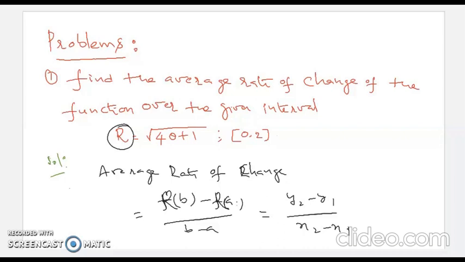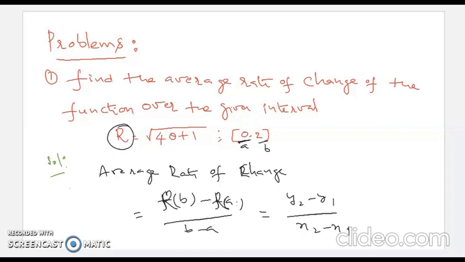So from this problem we have the formula r of b minus r of a by b minus a. Here what is a and what is b? Here a is 0, b is 2. So we plug in the a, b values in the function r in place of theta.